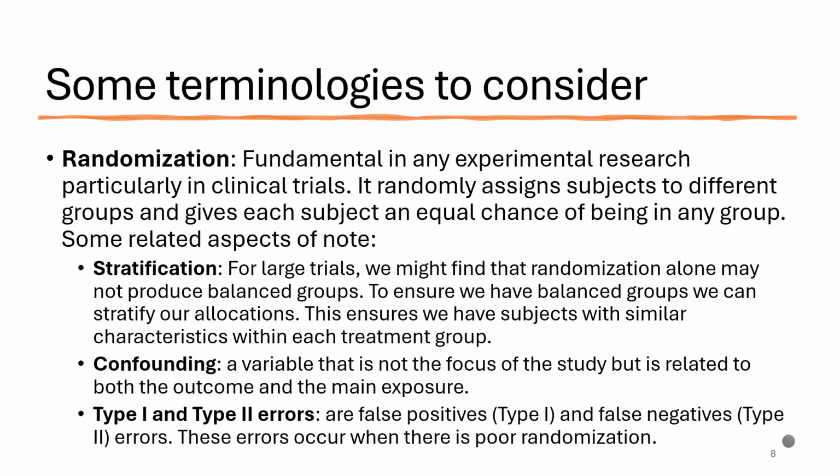And then we have type 1 and type 2 errors. These would come up again in subsequent slides, but it's about false positives and false negatives. And it usually occurs when there's poor randomization. Not always, but sometimes it does.